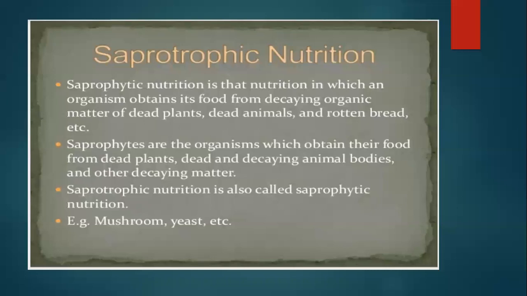Please note down, children. Examples for saprotrophic nutrition are bread molds, mushrooms, and yeast. Please add bread molds also here. Generally, the organisms which can perform saprotrophic nutrition are called saprophytes, or simply saprobes.